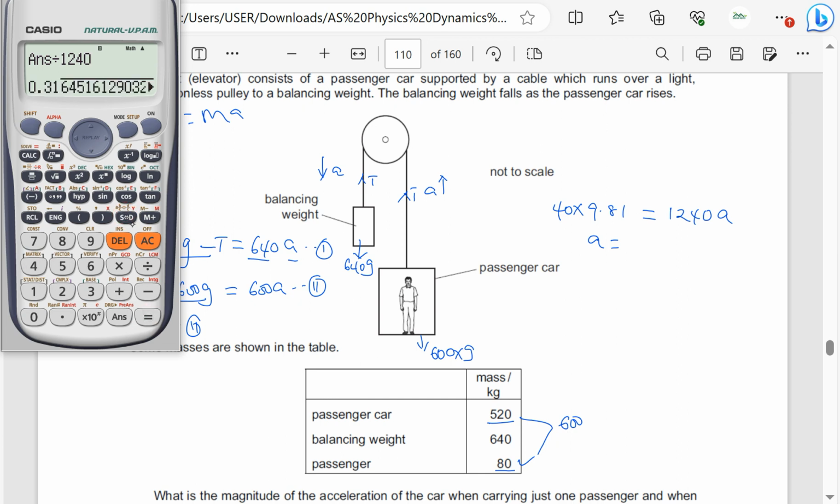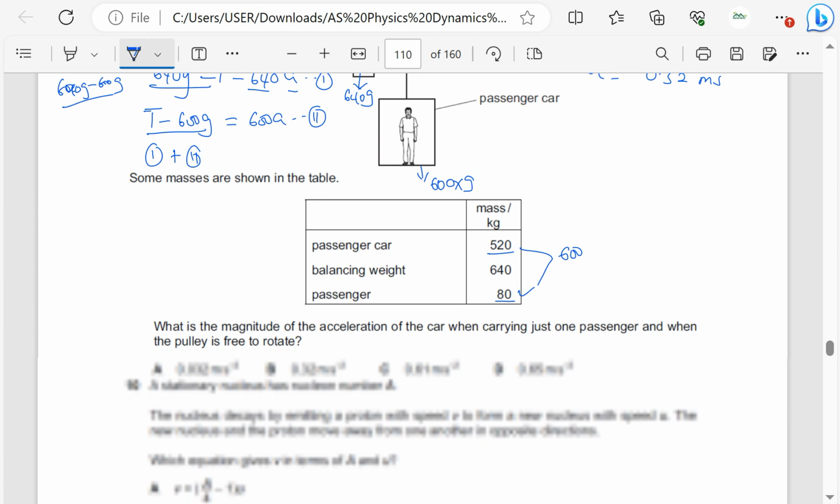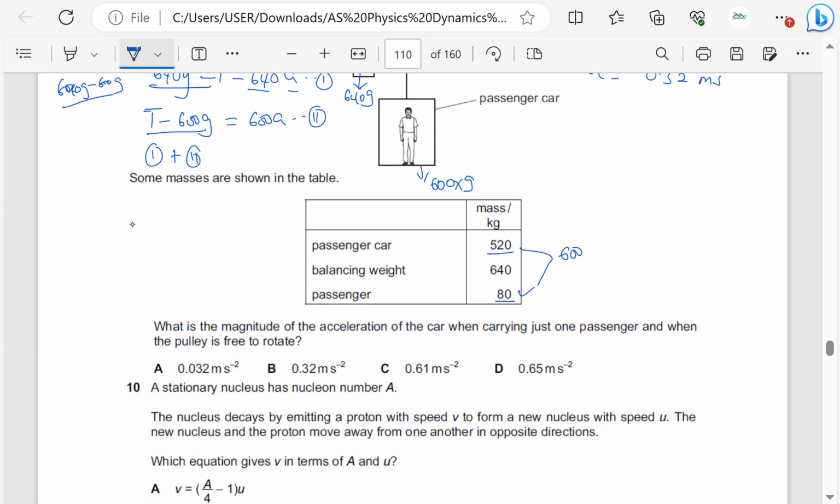So this is 0.32 meters per second squared. So the question is, what is the magnitude of the acceleration of the car when carrying just one passenger and when the pulley is free to rotate? So we are seeing that the answer is going to be 0.32.